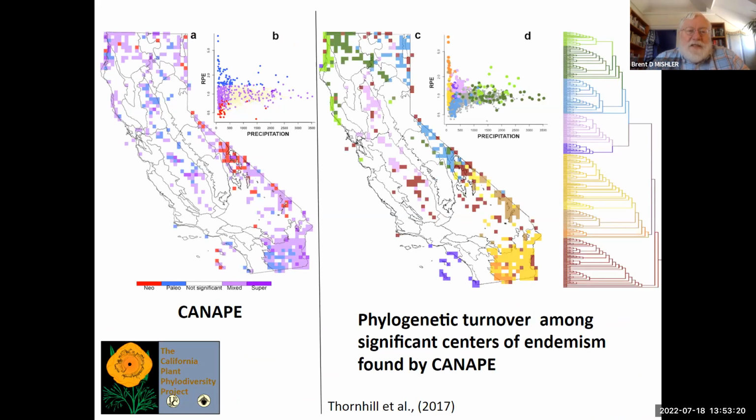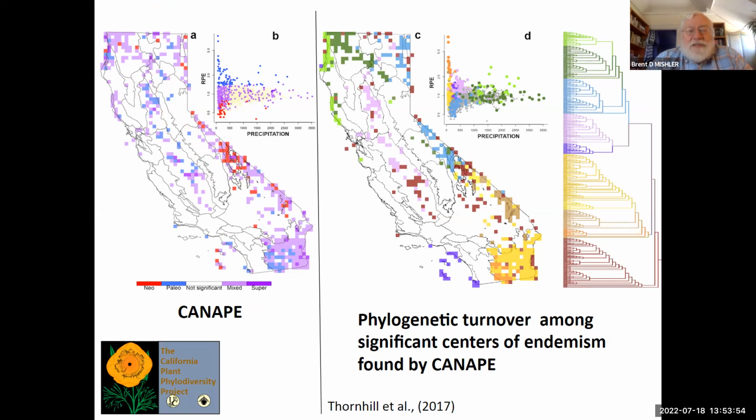On the left-hand side is where the rare long and rare short branches show up. So there are centers of neoendemism out in the Death Valley and out along that area. And there are centers of paleoendemism in the Sierra foothills. And then the purple is where you have mixed paleo and neoendemism, which in California, we have mechanisms that cause both. So we have regions such as the deserts that have a lot of both.